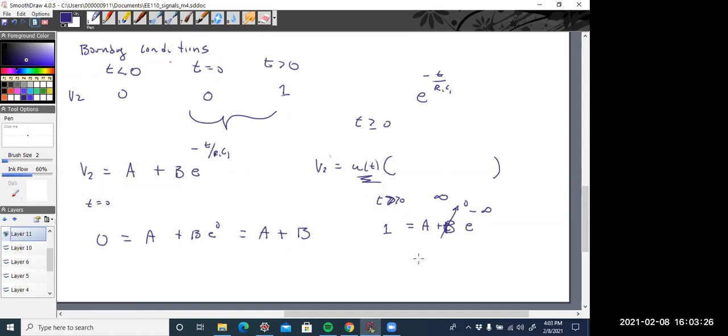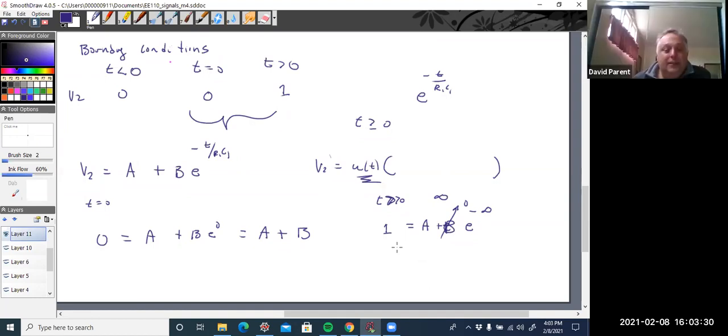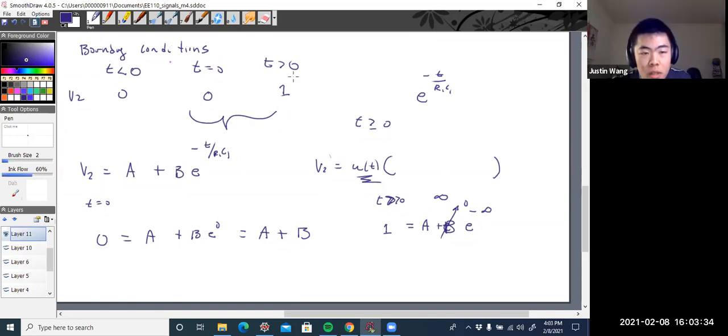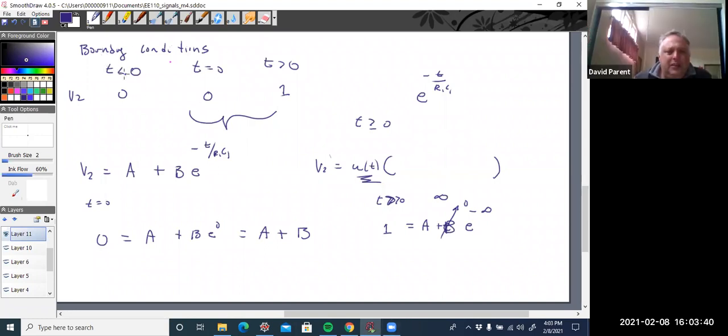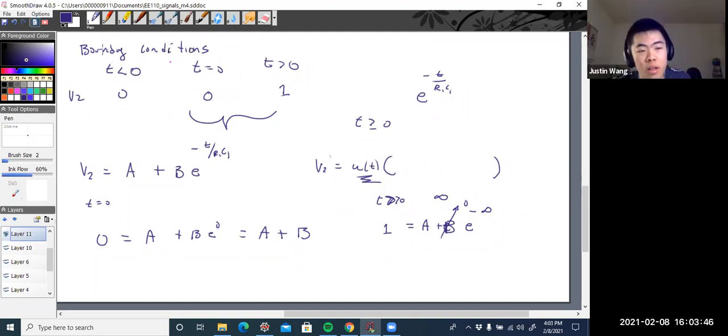I have a quick question. Yep. What's the word next to the condition on the top left? Boundary conditions. Oh, that's boundary. Boundary, yeah. Sorry.